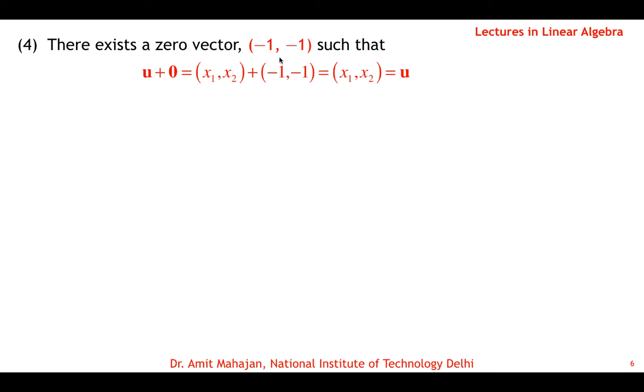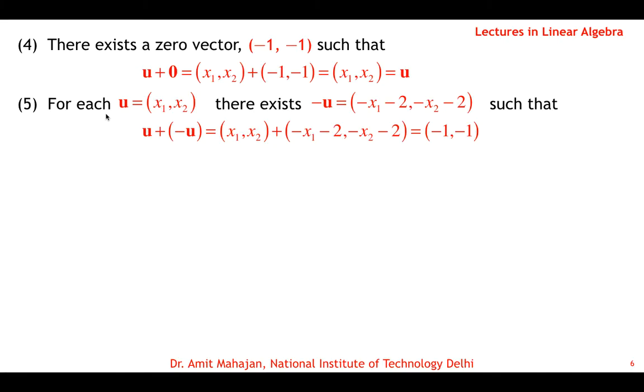Okay, so clearly the zero vector may not be exactly 0, it can be anything. In this case it is -1 -1. The fifth property says that for every u there exists a minus u such that u plus minus u is 0, where 0 is now defined as -1 -1. So for every u of the form x1 x2 there exists a minus u given by this such that u plus minus u equals the 0 vector, where the 0 vector is -1 -1.